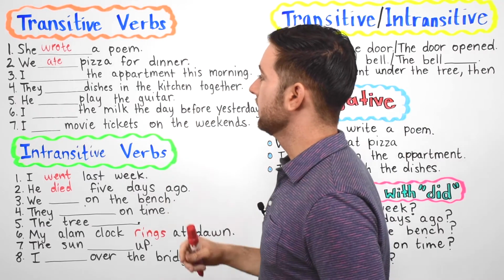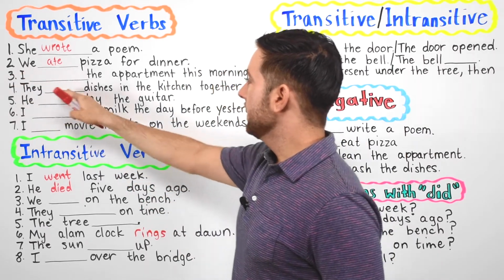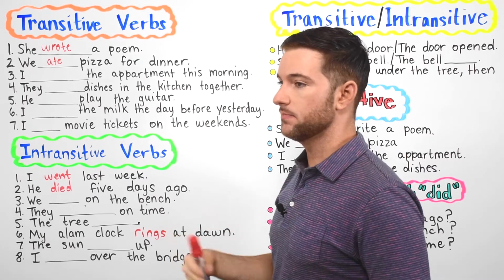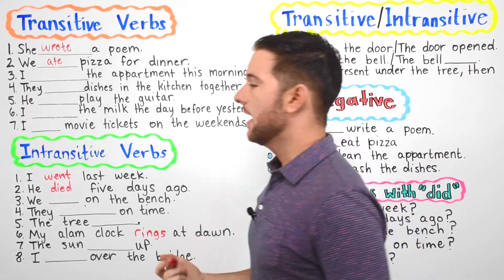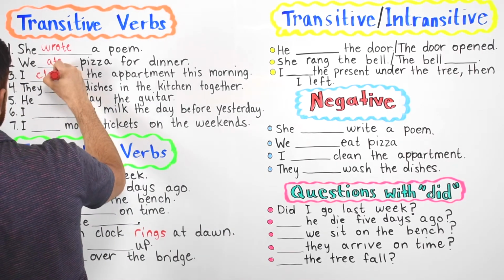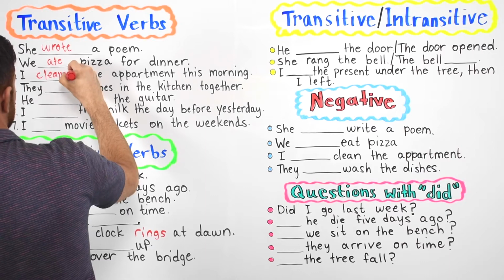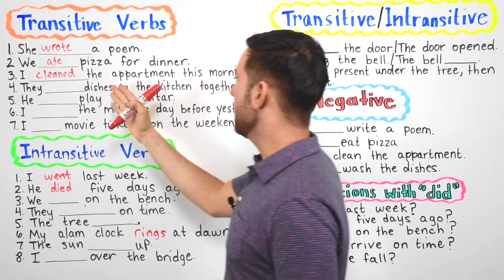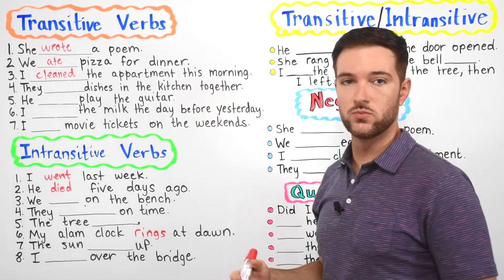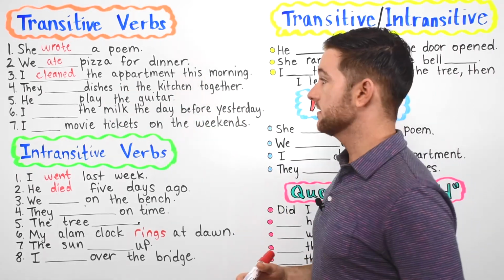Number three, I blank the apartment this morning. You could say something like, I cleaned. Okay? I cleaned. J'ai nettoyé l'appartement ce matin. Right? I cleaned the apartment this morning.